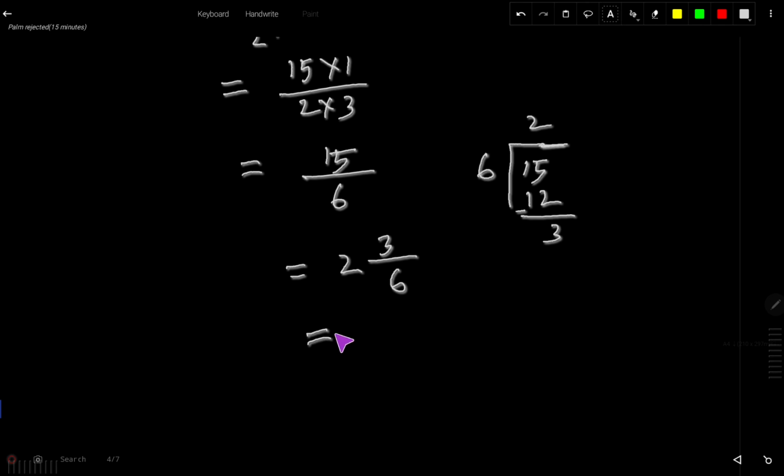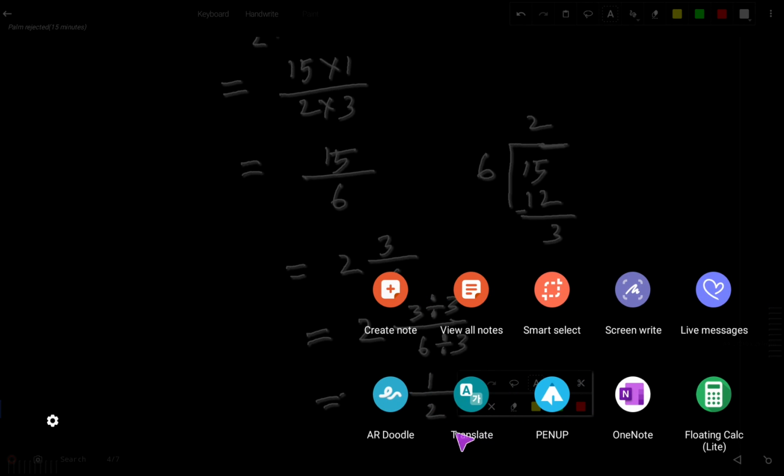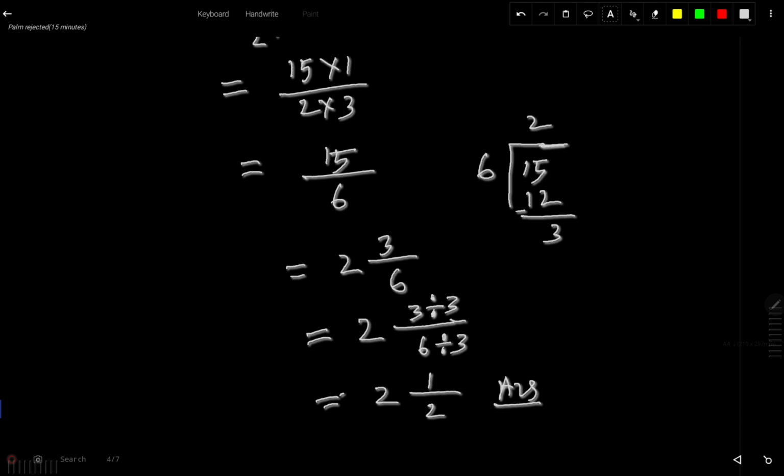Okay, look, the common factor of 3 and 6 is 3. So if you divide this 3 by 3 and this 6 by 3, then what will happen? 1 over 2, right? So 2 and a half is the answer. So if you are a beginner, then I think you can apply this process to understand the dividing of mixed numbers.